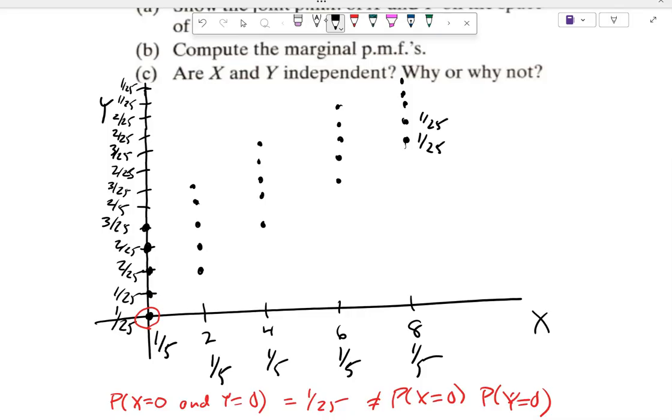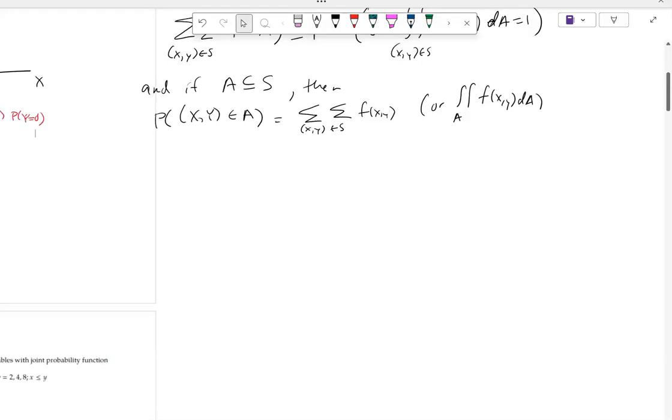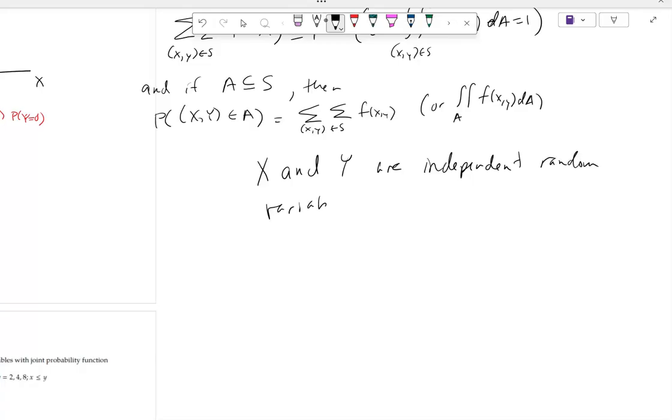Okay? But our general definition for independent: X and Y are independent random variables if their joint PMF or PDF, either or, is equal to the product of the marginal PDFs or PMFs.